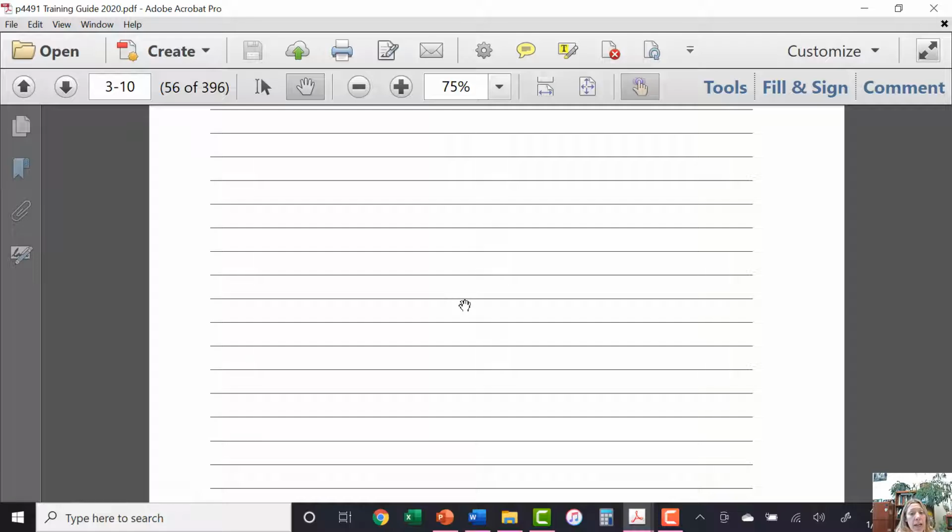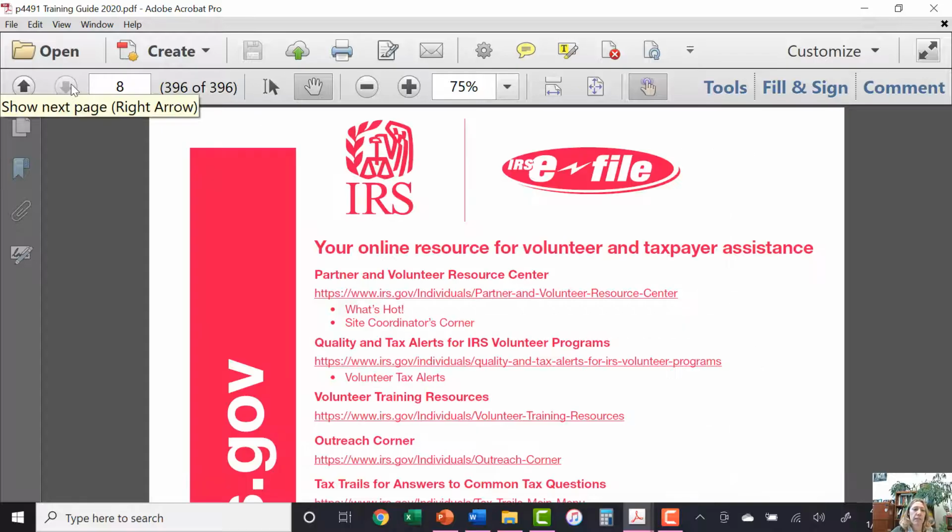So if you want to take a break right now, you can. All right. So our next piece is looking at the economic impact stimulus payments.